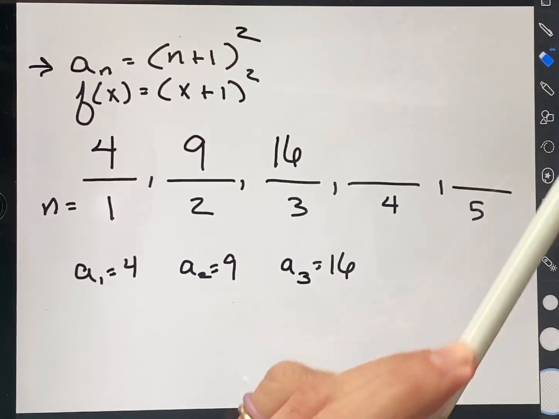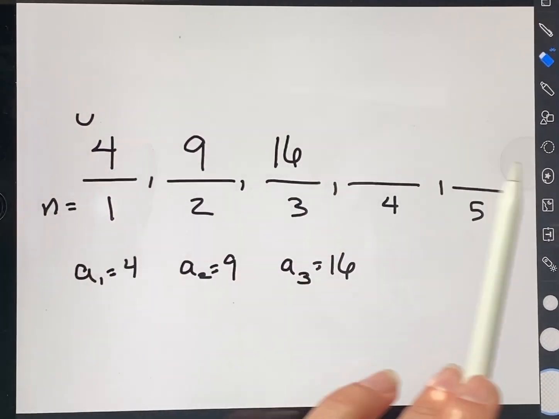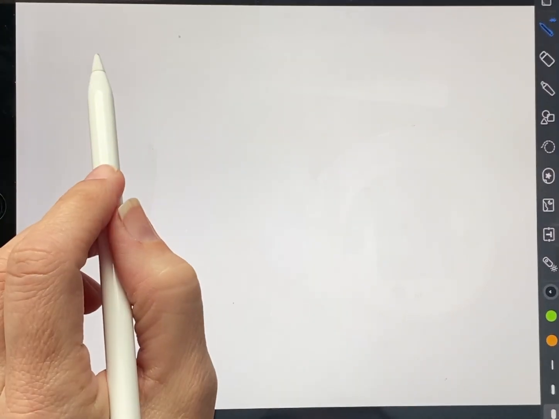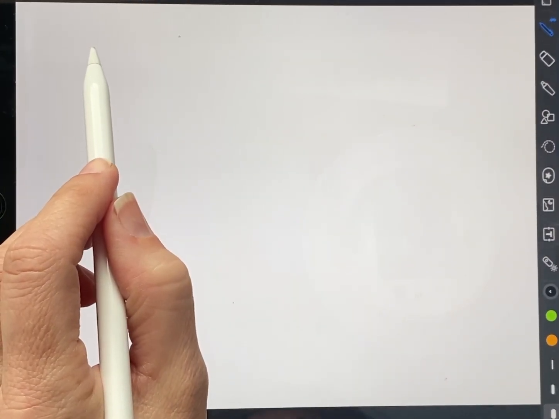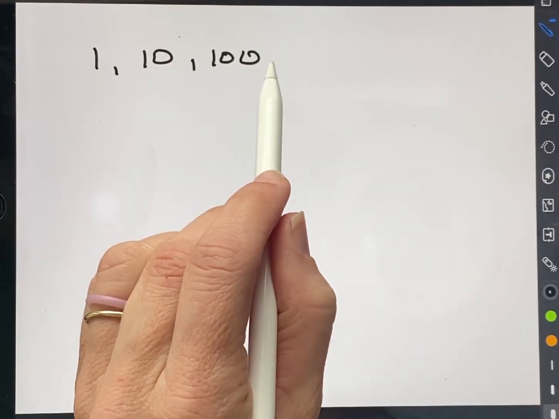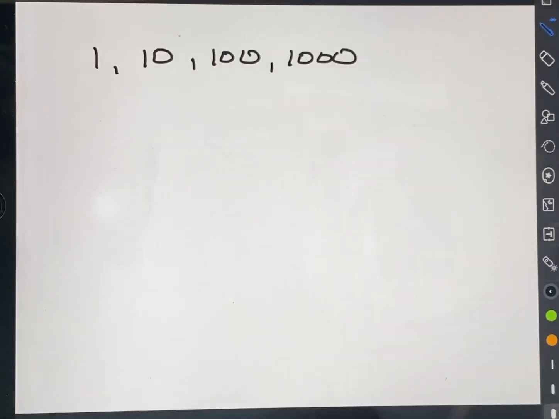Right. So what do we do when we don't have the expression to find that term? Well, there are a couple of different ways to do that. One is simply by looking at the numbers that we are given to see if they have anything in common. So for example, we have 1, 10, 100, 1,000. Can we decide that these numbers have anything in common?